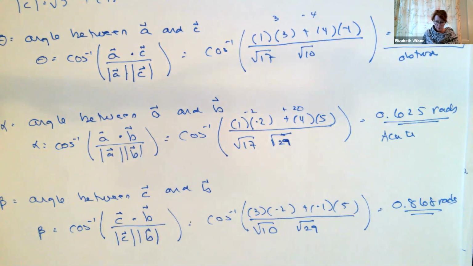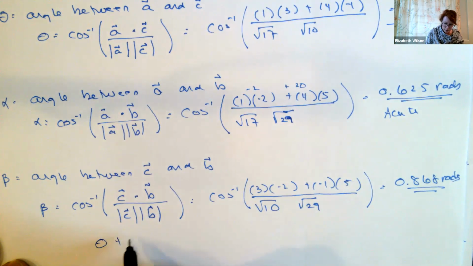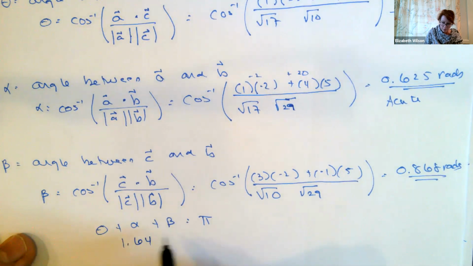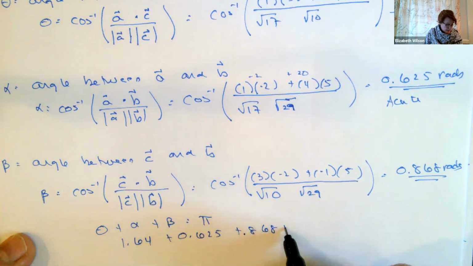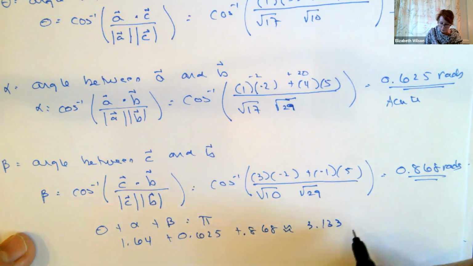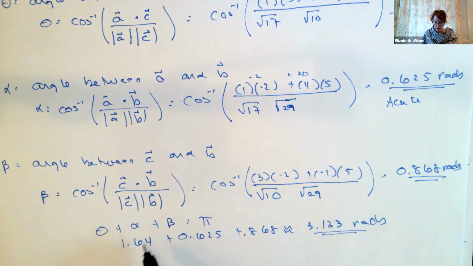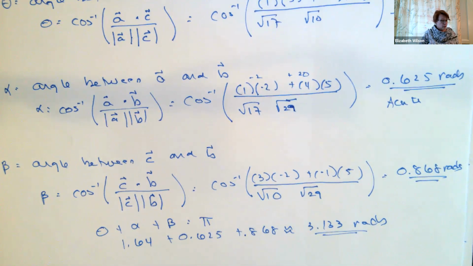Okay. So let's just do a quick reality check, right? So theta plus alpha plus beta should equal pi. That's 180 degrees, right? So 1.64, I'm rounding now, plus 0.625 plus 0.868 is roughly equal to 3.133 radians. I mean, we rounded on these things, which is why it's not exactly 3.14. But it's close enough to pi that I feel like I'm in the right ballpark because I rounded. Okay, what do you guys think? You with me so far?